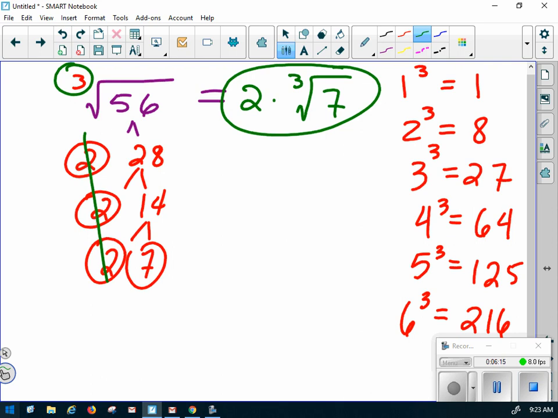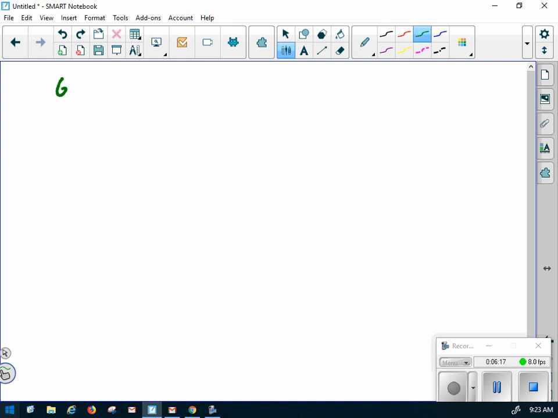Let's try that second one. The 6th root of 128. I'm looking for a number that you can multiply by itself 6 times to get 128. Well, I don't have any idea. So let's do a factor tree. Go.